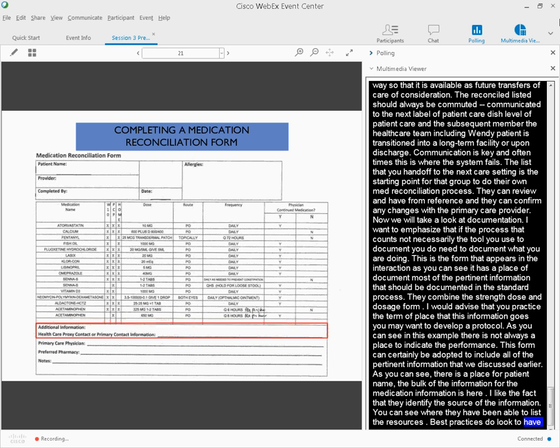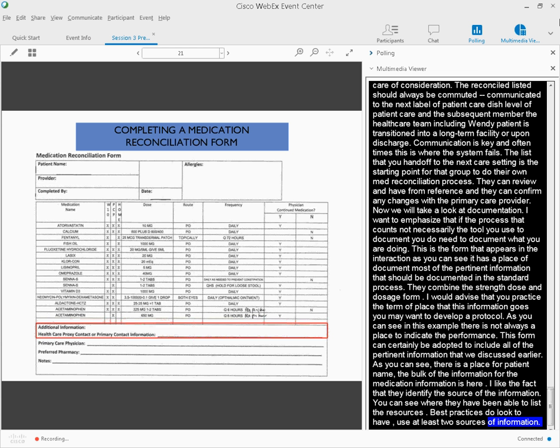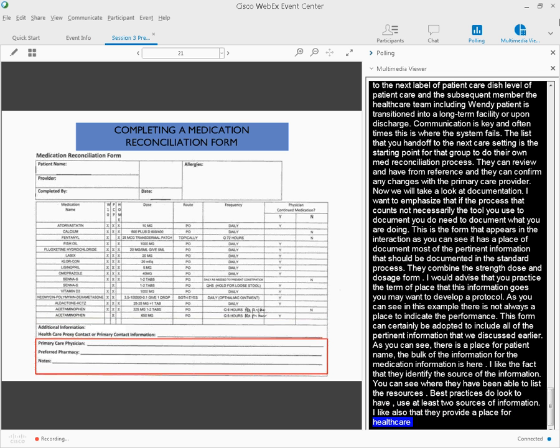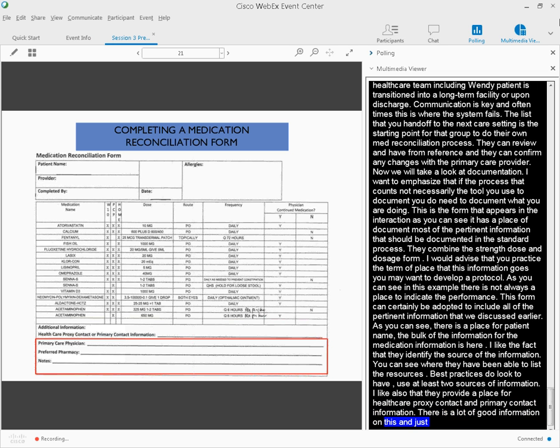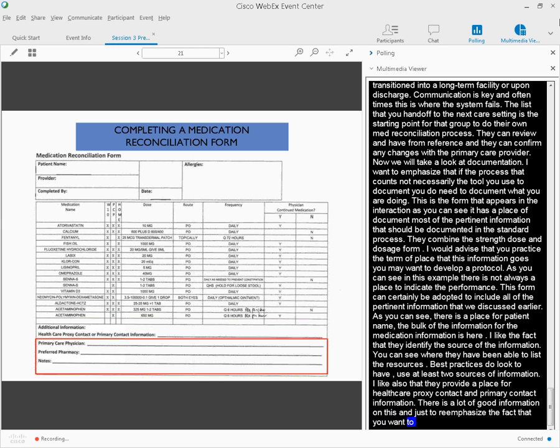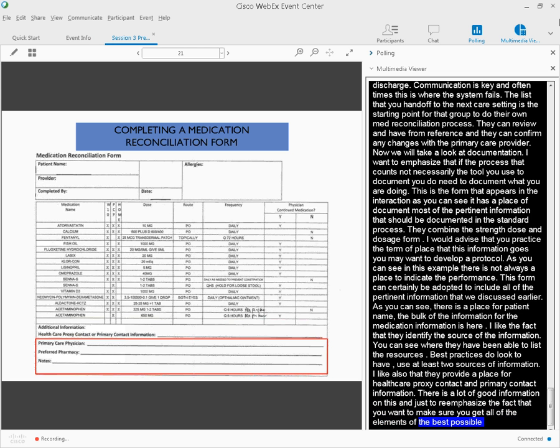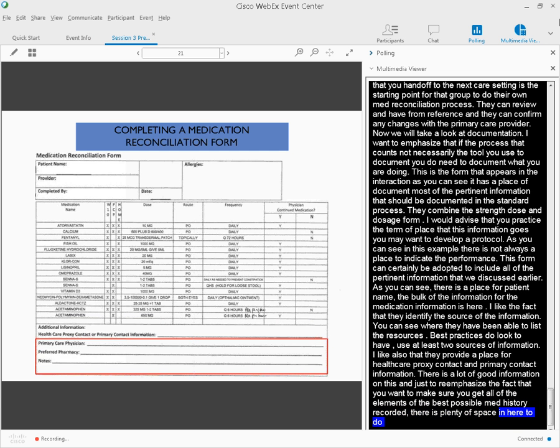I like also that they provide a place for healthcare proxy contact and primary contact information, as well as a spot for the physician and the preferred pharmacy that the patient is using. So there's a lot of good information on this. Again, just to re-emphasize the fact that you want to make sure you get all the elements of the best possible med history recorded. There's plenty of space in here to do that. You just have to come up with your process as to where your facility is going to place that information on this form.